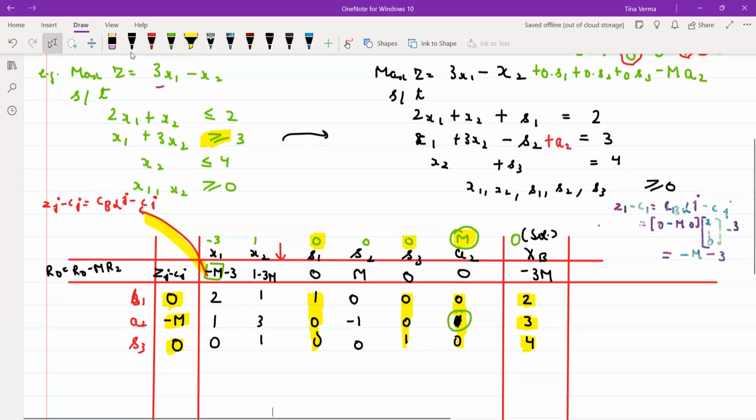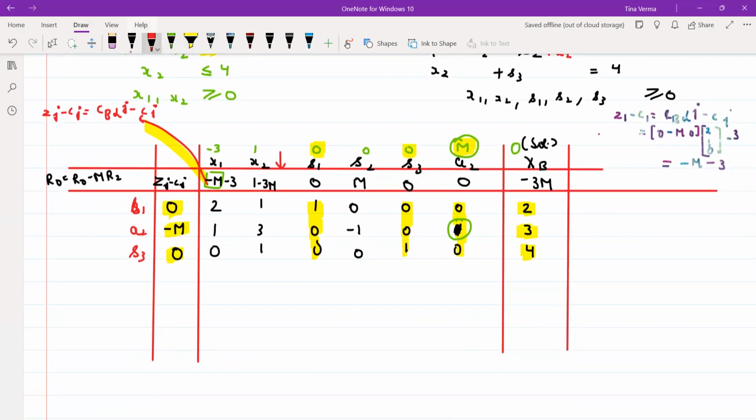So when it will enter, we have to decide which variable will leave. So for finding the variable to leave, I will find the minimum ratio. That is nothing but I'll divide xb by my entering column, or I can say alpha j, and your alpha j should be greater than 0. 2 divided by 1, that is my 2. 3 divided by 3, that is my 1. And 4 divided by 1, that is my 4. Now which is minimum? 1. That means this is my leaving variable. Is it clear? Yes or no?